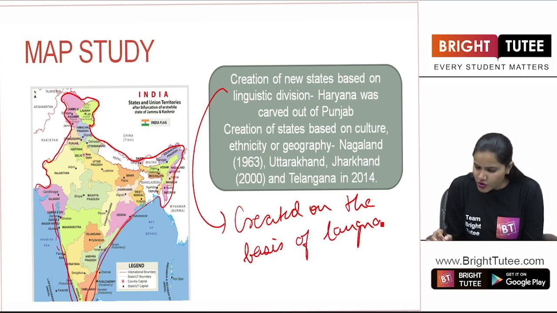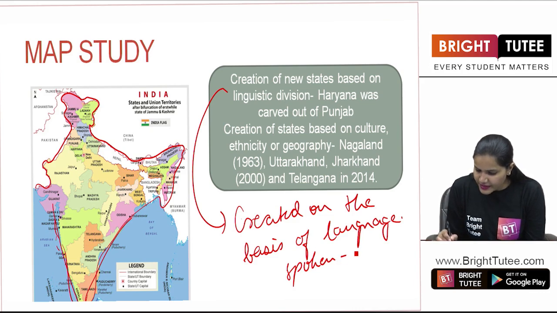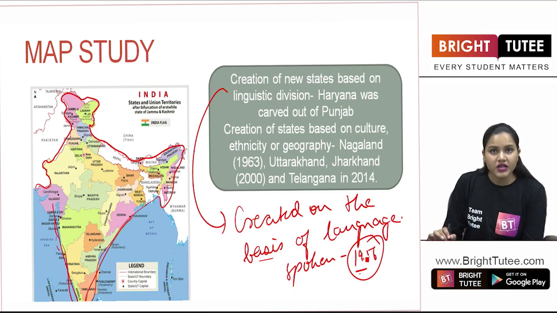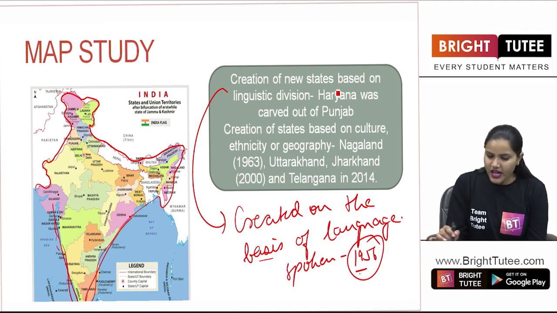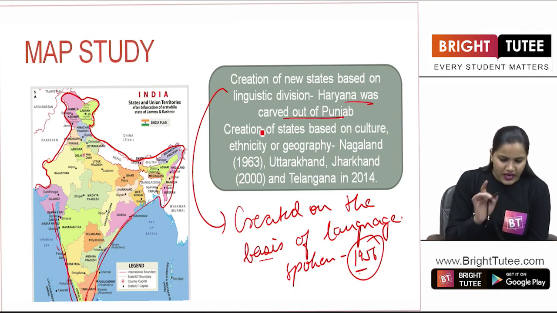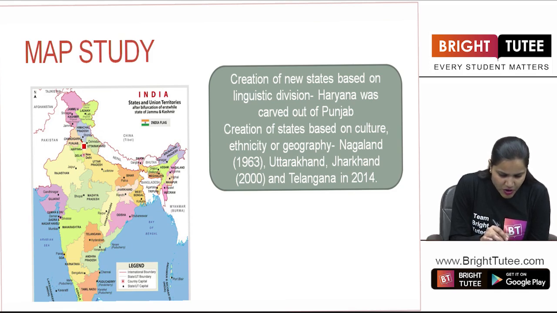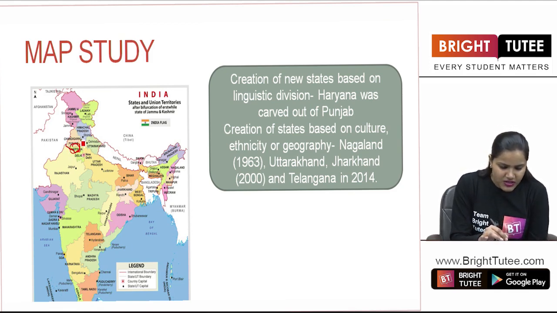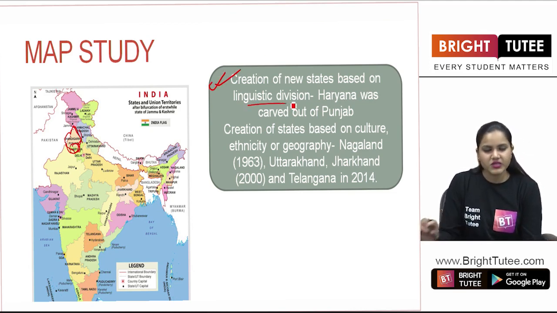particular region. Now, do you remember the year when the states were reorganized? It was in the year 1956. So, a commission was formed in the year 1954, and finally in the year 1956, the states were reorganized on the basis of languages spoken in that particular region. Right? So, Haryana was carved out of Punjab. Let's have a look at this map again. Now, do you see the region of Haryana? This is the small region of Haryana here. So, it was carved out of Punjab. So, this region was one state there. But Haryana was created based on the linguistic division.